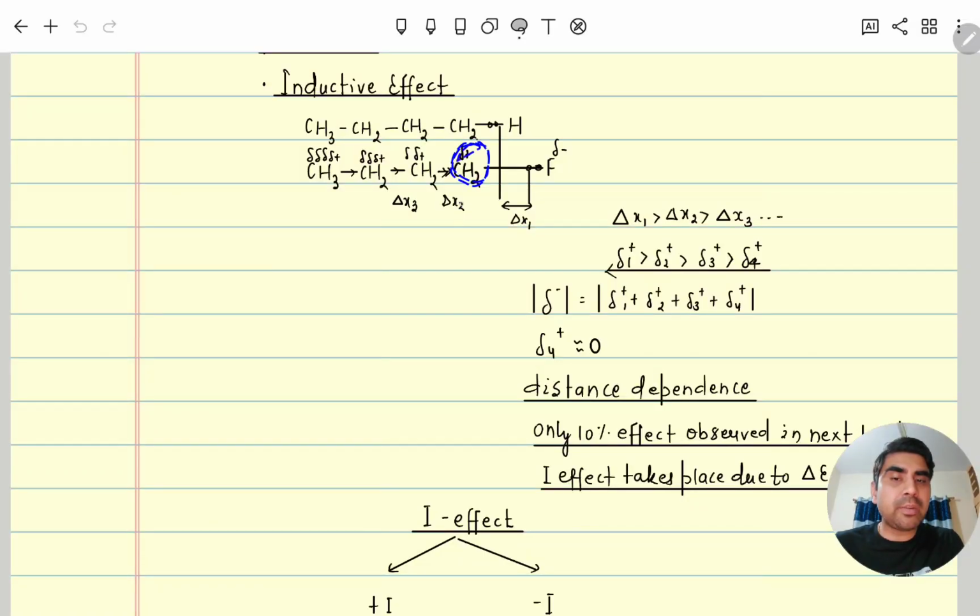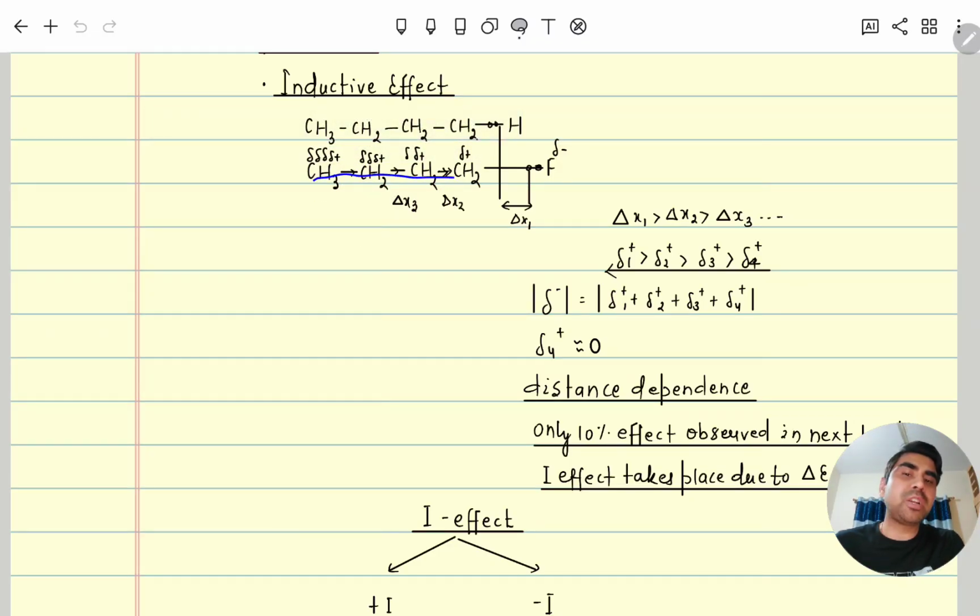So this carbon, what happened? On this carbon, a positive charge came. So this carbon will attract this bond pair electron. Due to that, this carbon will have some partial positive charge. So again this carbon will attract this bond pair electron. Again, this carbon having some partial positive charge will attract this shared pair of electrons.